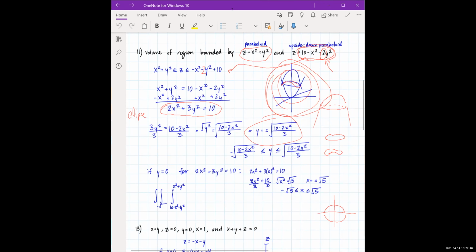I'm gonna finish solving the integral, so I'm just gonna stay in the room in case I have another question.